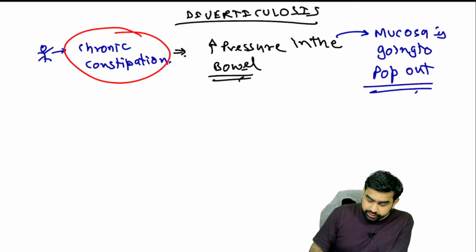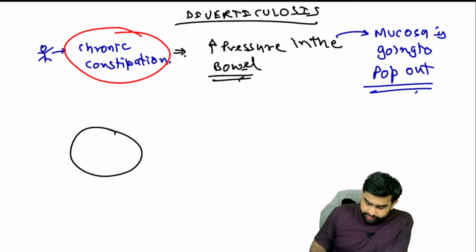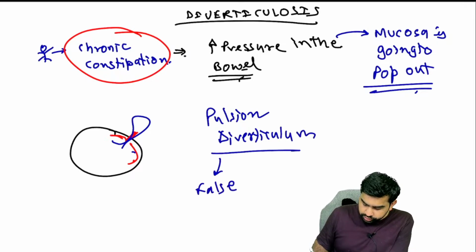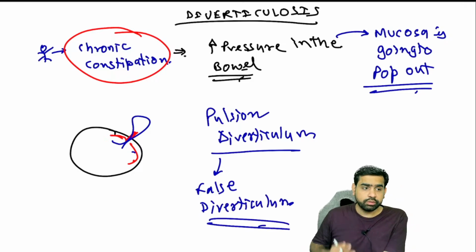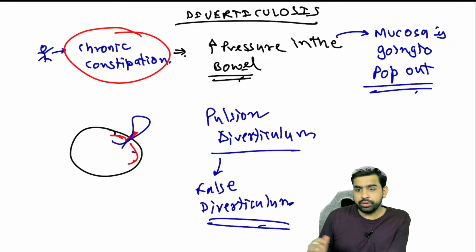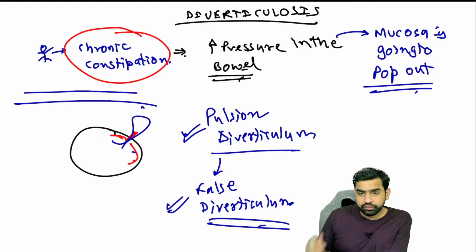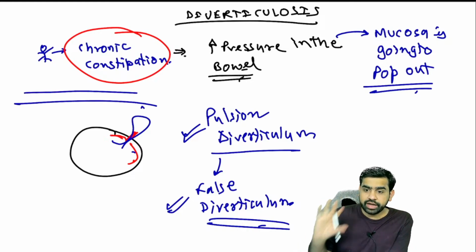The mucosa basically pops out from the potential defect. We have this particular lumen, and at the site where the arteries are entering into the bowel wall, from here the mucosa can pop out. This is what is called a pulsion diverticulum. This is also referred to as a false diverticulum. So chronic constipation, pulsion diverticulum, false diverticulum. This is what is referred to as diverticulosis.